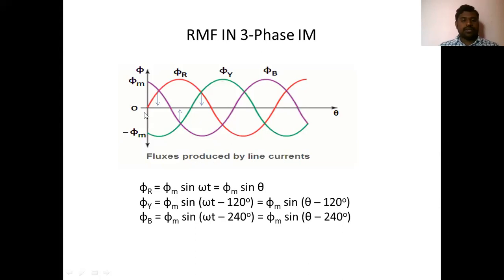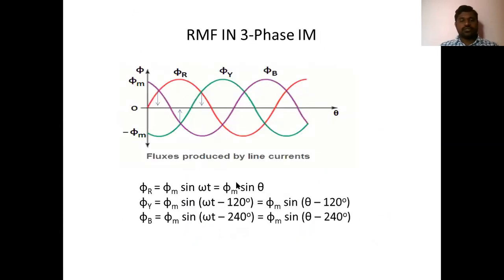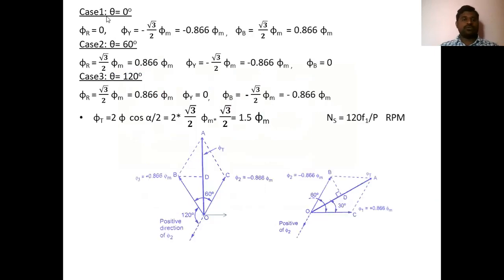First, I'm taking different cases. In the first case, at theta equals 0 degrees, then the next 60, 120, 180 like that. At different cases I'm considering, and then we'll see how RMF will be produced. At the first case, I'm taking theta equals 0 degrees. When you substitute theta equals 0 degrees in these equations, this will be 0, since sine 0 is 0. Sine of minus 120 is minus root 3 by 2 phi m. Sine of minus 240 is root 3 by 2 phi m. So after substituting theta equals 0 degrees, we will get these three relations.